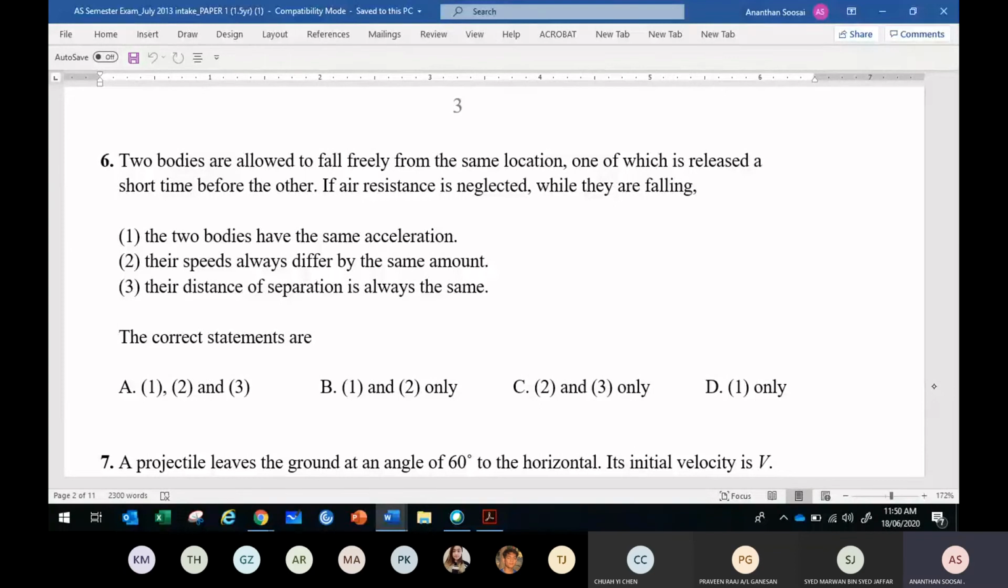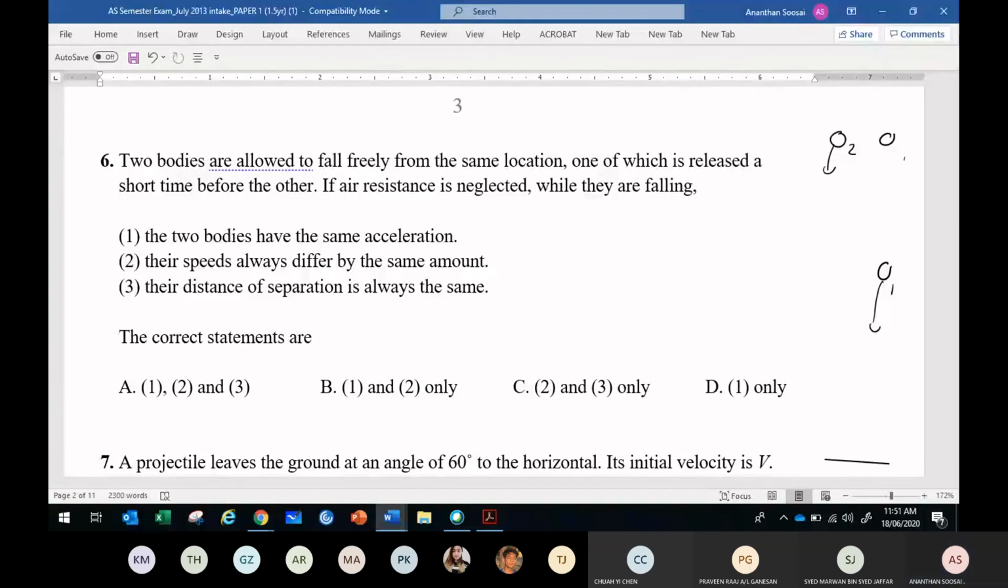Okay, my advice: the two bodies are allowed to fall freely from the same location, one released a short time after another. The first one is released, then it goes down. The first one is already here, the second body is released. Then this is the final location. So the first one goes down, one is here and the second is here after a short time.